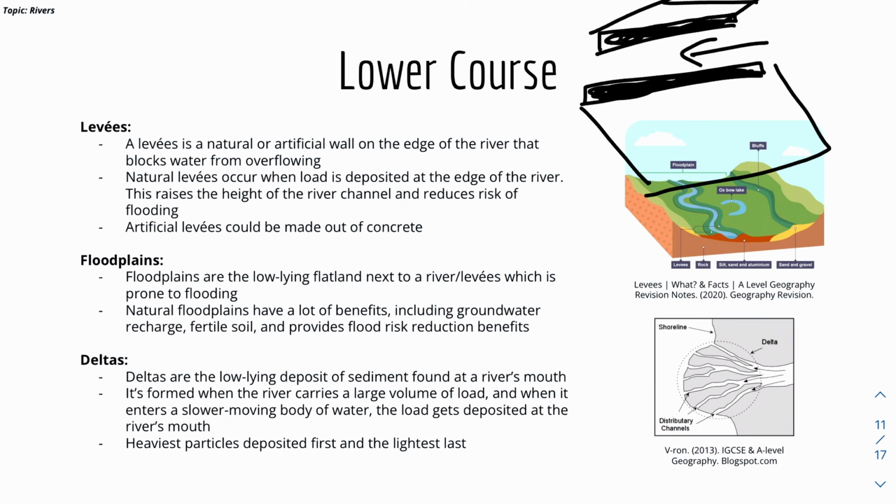And for deltas, they are the low-lying deposits of sediment found at the river's mouth. So we have this graph right here. We have the river mouth, and then we have deltas, which are these parts right here. And as mentioned just now, the heaviest particles are deposited first, and the lightest get deposited last.